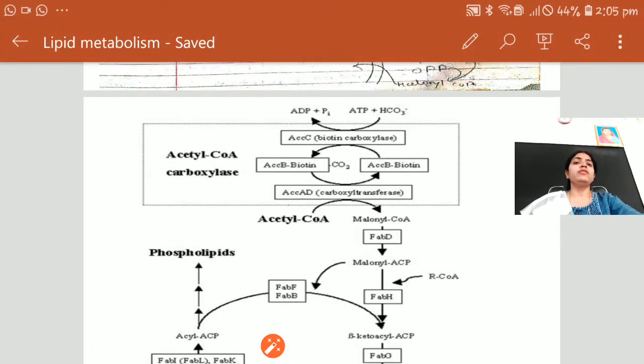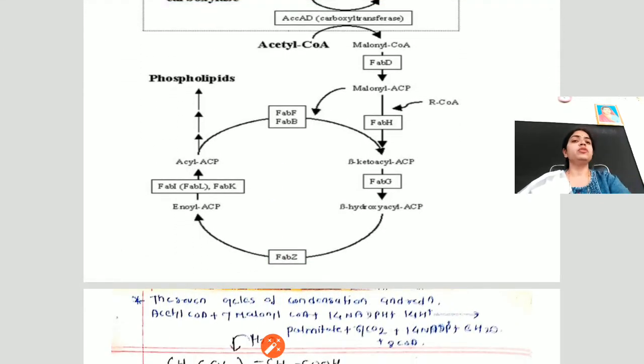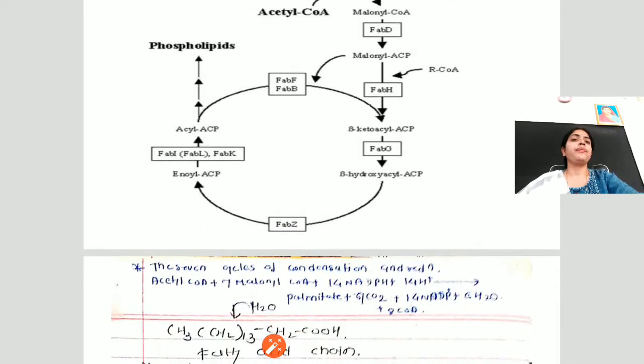At the time of synthesis of fatty acid, acetyl-CoA carboxylase, which is present in the stroma of the chloroplast, absorbs carbon dioxide with the help of ATP. ATP is converted into ADP and inorganic phosphate. This carbon dioxide is absorbed by acetyl-CoA. Later on, this acetyl-CoA is converted into malonyl-CoA.